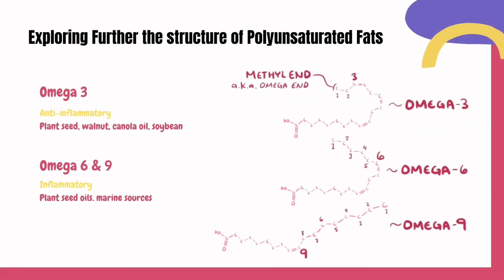Exploring further the structure of polyunsaturated fats. The methylated end is called the omega end. Omega-3, omega-6, and omega-9 are the subtypes. Omega-3 has anti-inflammatory activity, while omega-6 and 9 have inflammatory effects.